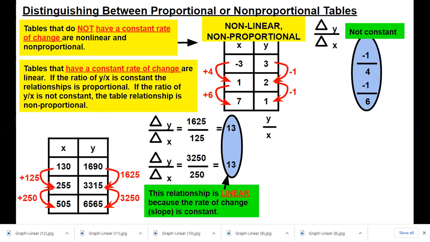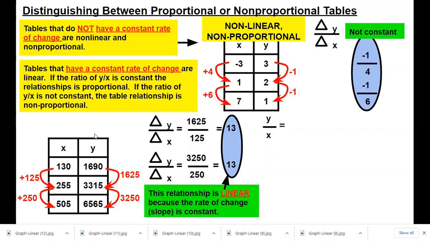Okay, now we have to check y divided by x. That's to check if it's proportional or not. So far, we just checked to see if the table was linear. Now let's check and see if it's proportional. Just y over x, not the change in y over the change in x, not the slope, y divided by x.